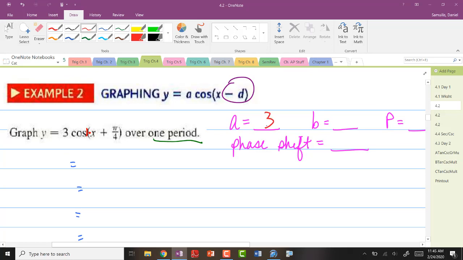The b value is 1. I kind of snuck it in here in my old notes. And then 2 pi over 1 is 2 pi. Period is always 2 pi over b. Then the phase shift in this case is pi over 4.